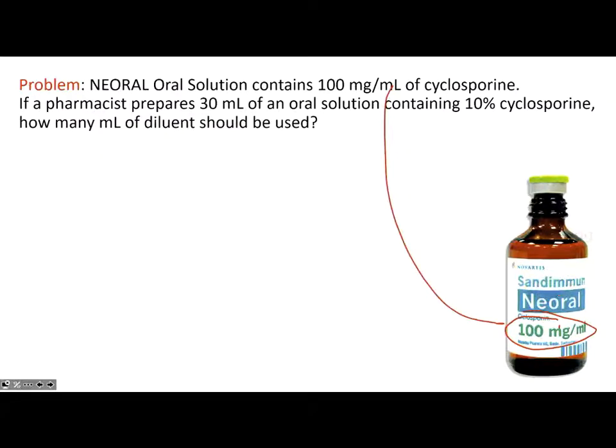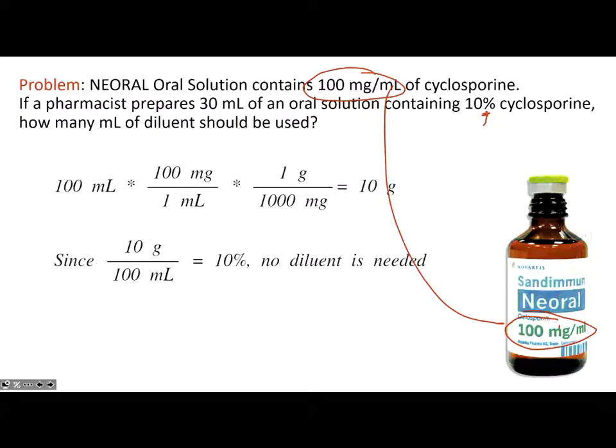So that's the solution we have, but what we want is to make 30 mils of a solution that only contains 10% cyclosporin, okay? So how many mils of this solution do we use and mix with the diluent to get a 10% solution, all right? The problem we have here is our units. I'm given a concentration of 100 milligrams per mil, but I want a final concentration of 10%. So let's start by converting 100 milligrams per mil to an equivalent percent.